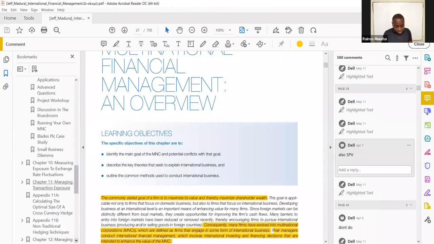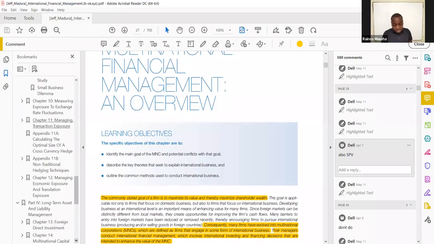Then chapter 10 looks at measuring exposure to exchange rate fluctuations. So you need to find out how you measure your exposure to exchange rate fluctuations as an organization, depending on the type of transactions you're going to be entering into as well. Then chapter 11 looks at managing transaction exposure. Chapter 10 introduces you to the different exposures that you're going to be looking at, and chapter 11 looks at individually managing transaction exposure: what is transaction exposure and how do you mitigate its effects?